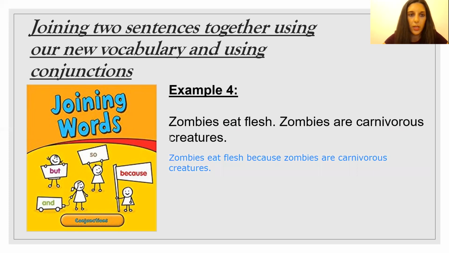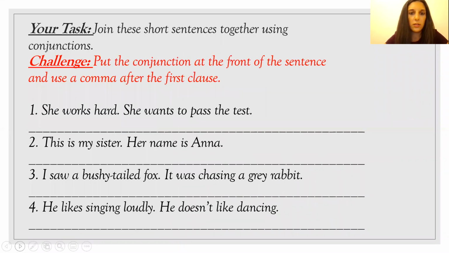Okay. Those are our 4 examples then. Your activity today will be to look at the 12 sentences, short sentences that I've given you, and to combine them into one sentence using conjunctions. As a challenge, you might want to put the conjunction at the front of the sentence and use a comma after the first clause. These are your first 4.